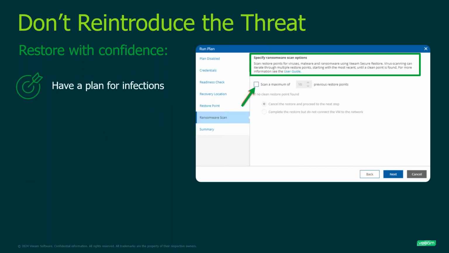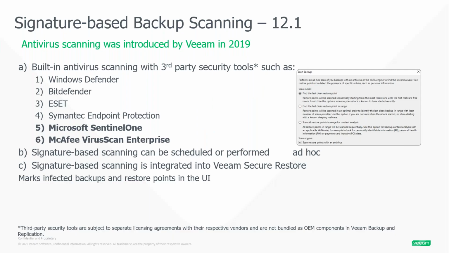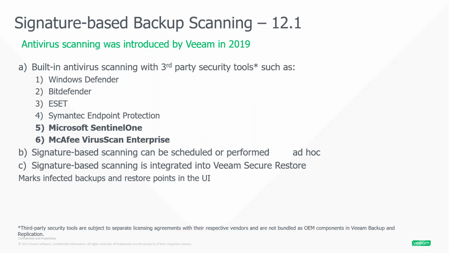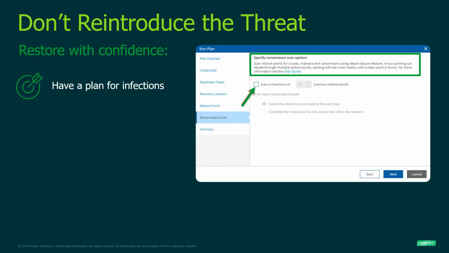Step number 10, all right? We want to give you the ability to not have reinfection that is already in your backup repository. So don't reintroduce the threat, right? I'm not sure if you have come across our secure restore function. A secure restore function allows you to scan restore points with your antivirus software before you even restore back to your production environment.